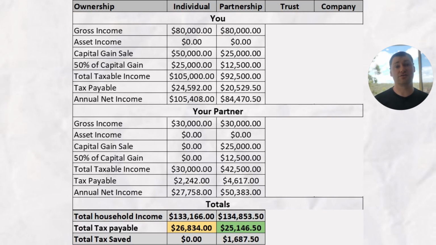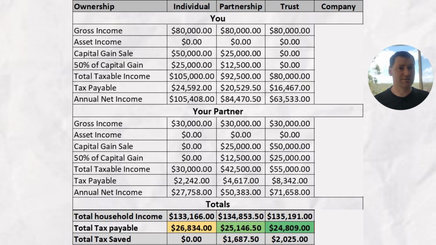So in this case, you're still both entitled to the 50% capital gains tax discount. Now you have a benefit because the lower income earning partner has additional income coming in at a lower tax rate that they pay the monies on. You can see that the total household income has increased from $133,000 to $134,800, and your tax payable has reduced by $1,687, a much better result. This is because a portion of the property that you sold is in the lower income earning person's name.